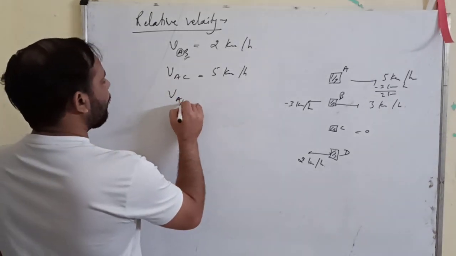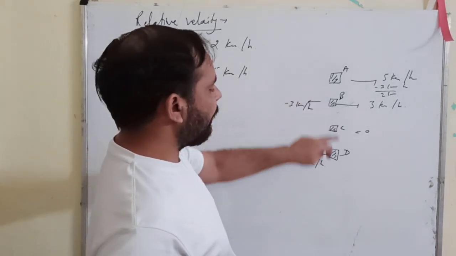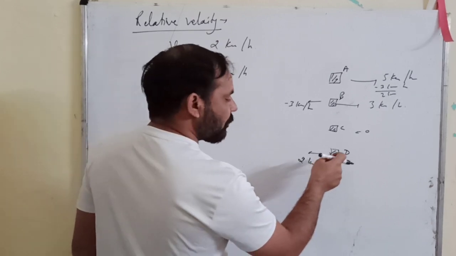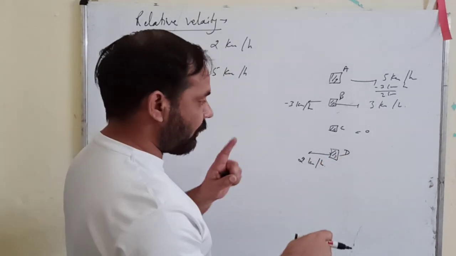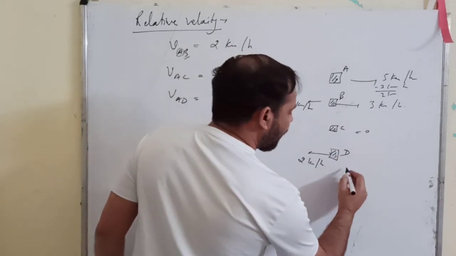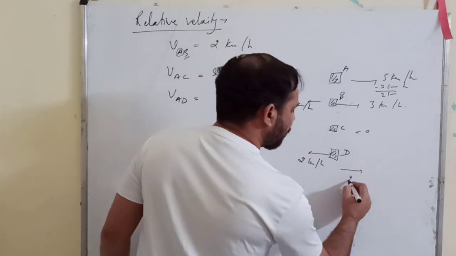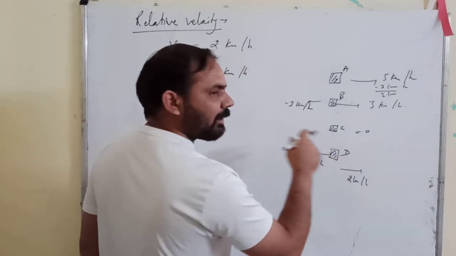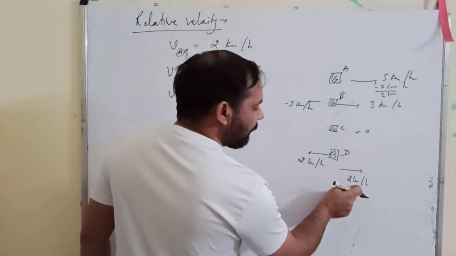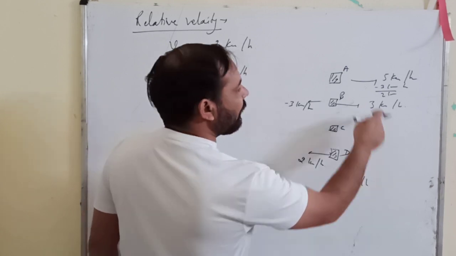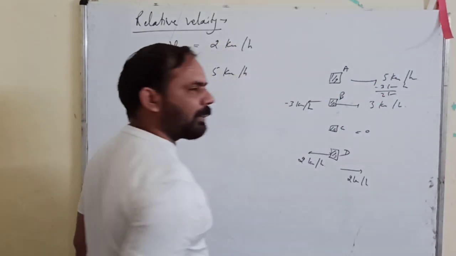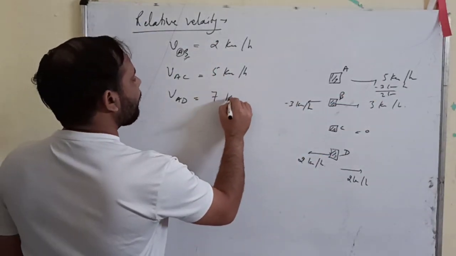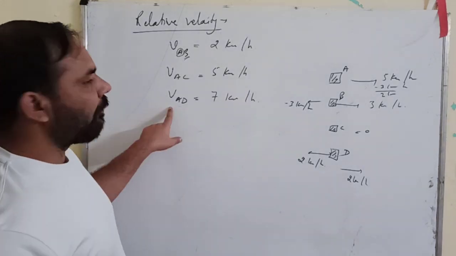Then VAD, the velocity of A with respect to D. Now D is moving in this direction, okay? So what I will have to do is provide it a velocity of 2 km per hour in this direction, in order to bring D to the state of rest. If I am providing 2 km per hour in this direction and A is already having 5 km per hour in that direction, so now I will add them. So my velocity VAD will be 7 km per hour.